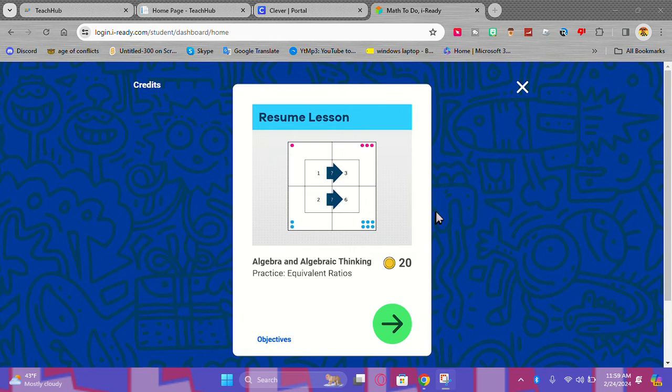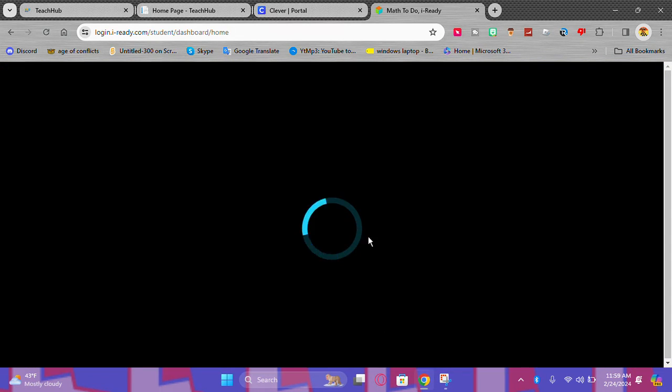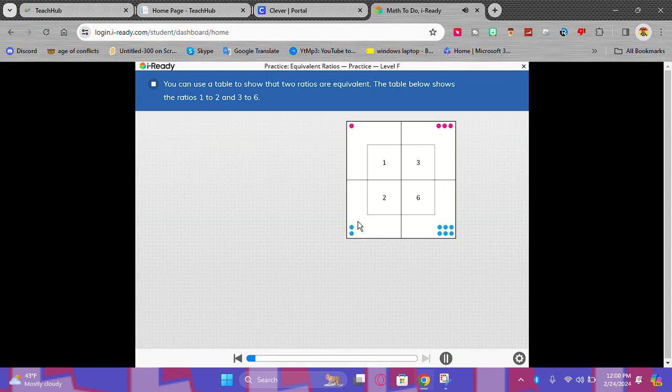Welcome back to Algebra and Answers 2024, and today we're doing algebra and algebraic thinking, practicing equivalent ratios. You can use a table to show that two ratios are equivalent. The table below shows the ratios 1 to 2 and 3 to 6.